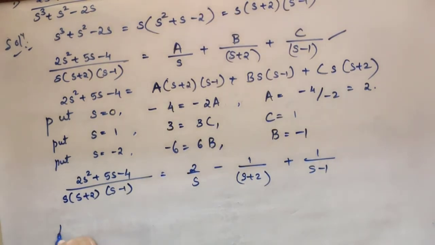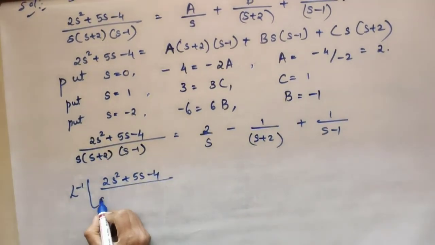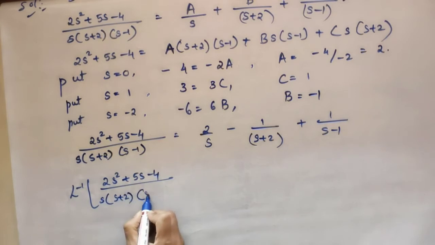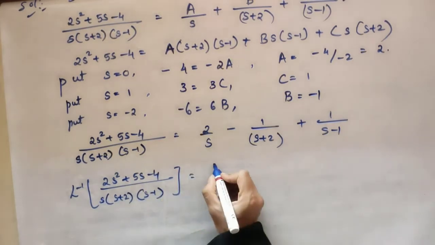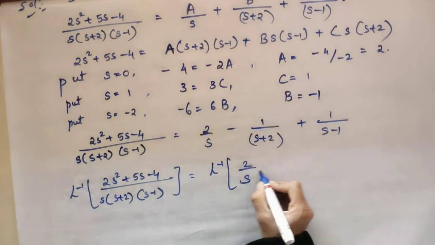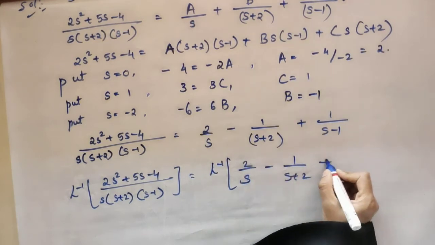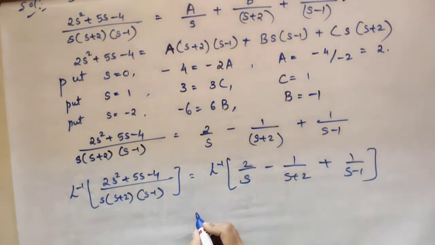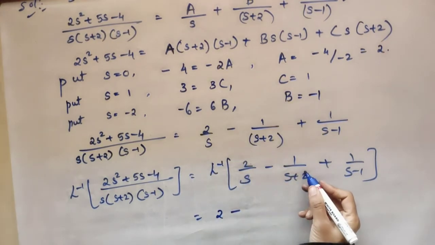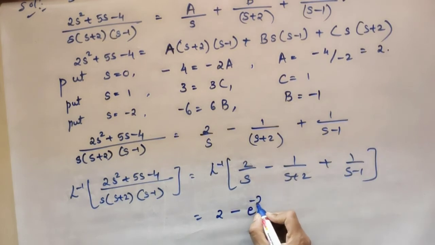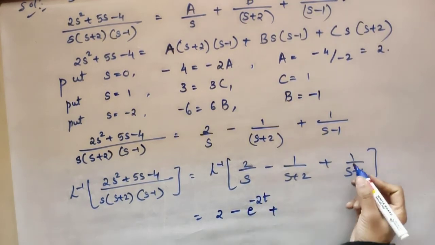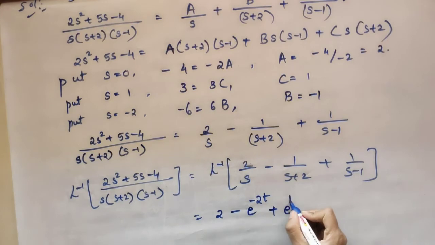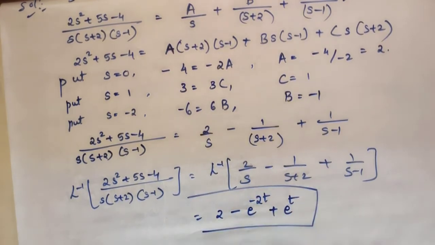Now let us take the L inverse of (2s² + 5s − 4) / (s(s + 2)(s − 1)). It becomes the L inverse of 2 by s, minus 1 by s + 2, plus 1 by s − 1. L inverse of 2 by s is 2 only, minus L inverse of 1 divided by s + 2 is e to the power −2t, plus L inverse of 1 divided by s − 1 is e to the power t. This is the solution for this problem.